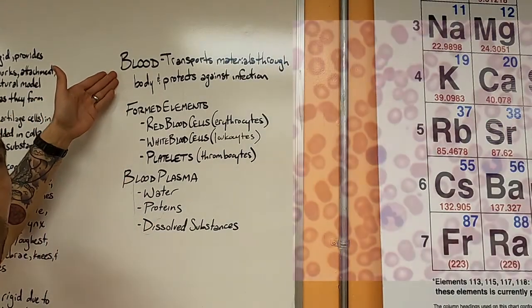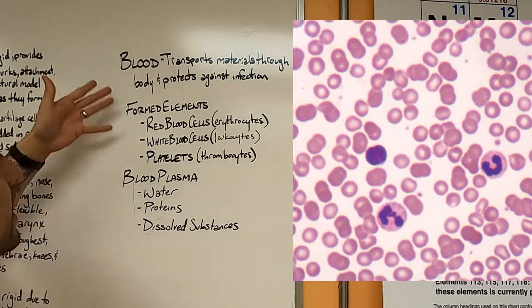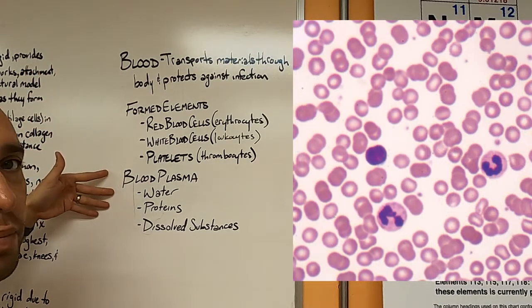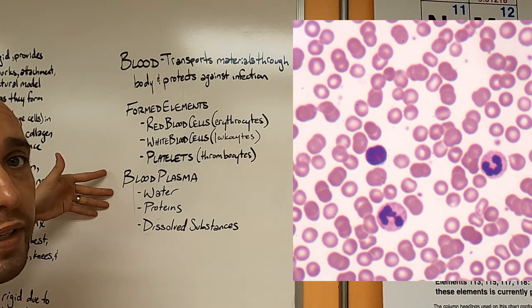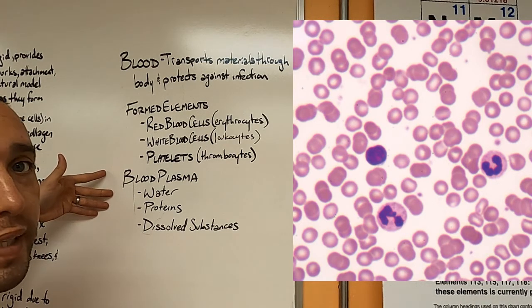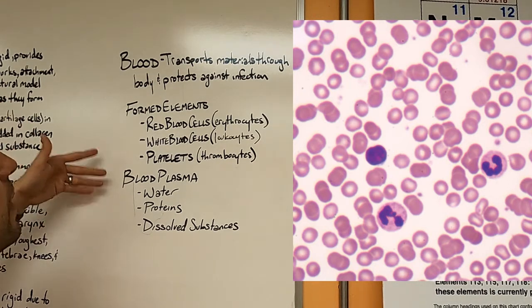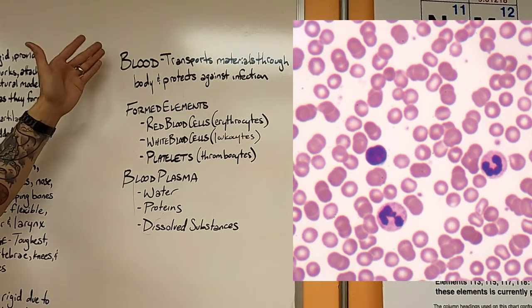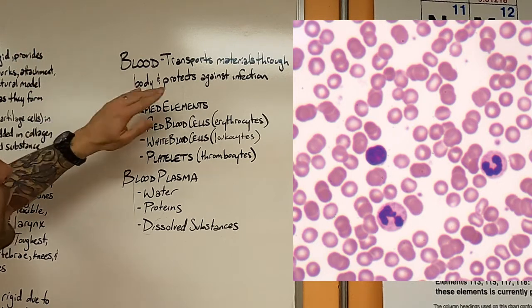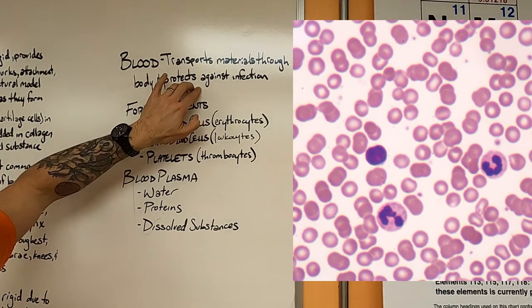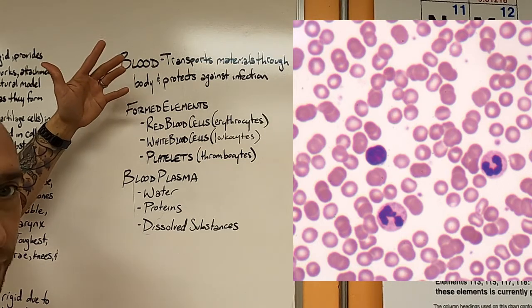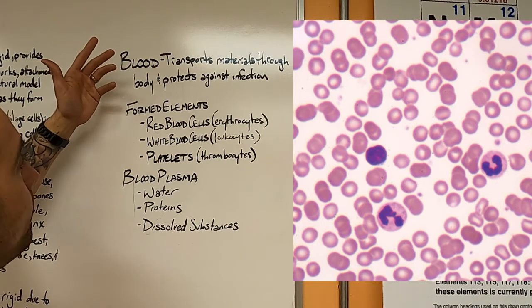And finally, blood. Now there's not a lot here, which does not mean that blood is not important or that there's not a lot to know about blood. It's just that we'll cover this in much more detail in a later unit. So blood's job is to transport materials through the body, but also to protect against infection. That means that your immune system is in your blood.